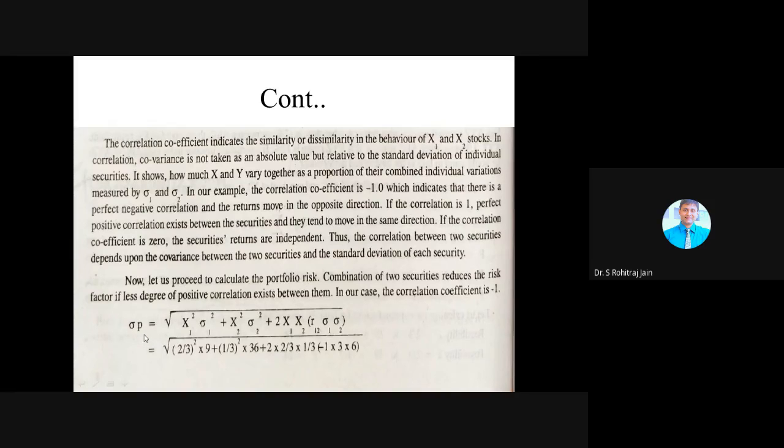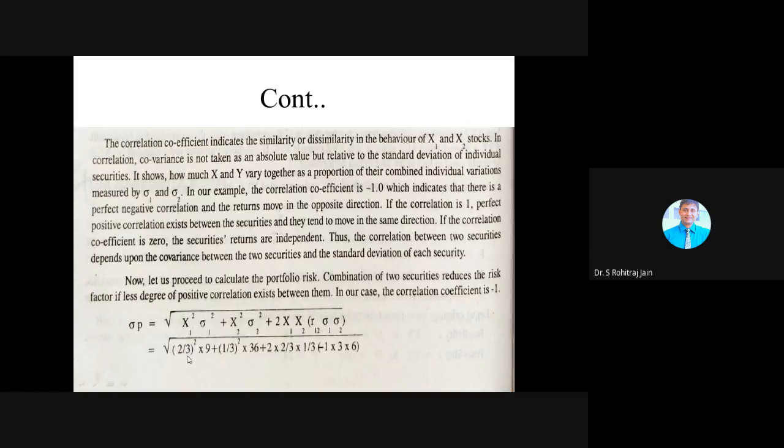I have already told you, sigma p is equal to square root of, it is something like (a + b) whole square, that is sigma 1 square x1 square plus sigma 2 square x2 square plus 2 into x1 x2, correlation coefficient that exists between R12, sigma 1 and sigma 2. Now in the problem they have given 2 by 3rd and 1 by 3rd. This is very important, students.